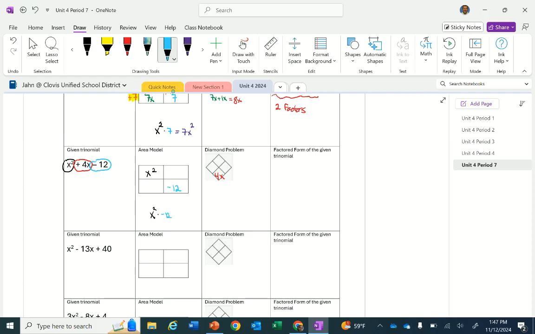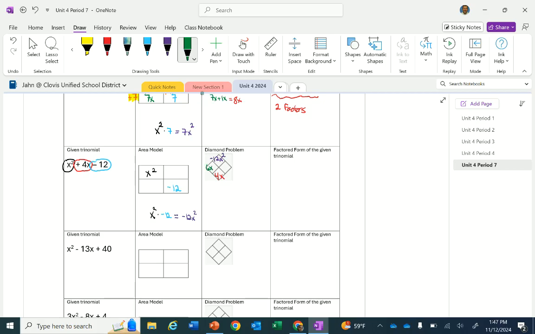And then I take my x squared, I multiply it with the negative 12, and that result gives me x squared times negative 12, which is equal to negative 12x squared. So I put that result, that negative 12x squared, up at the top of my diamond problem. So I've created this diamond problem where the top is negative 12x squared, the bottom is 4x. So I solve the left and the right side.